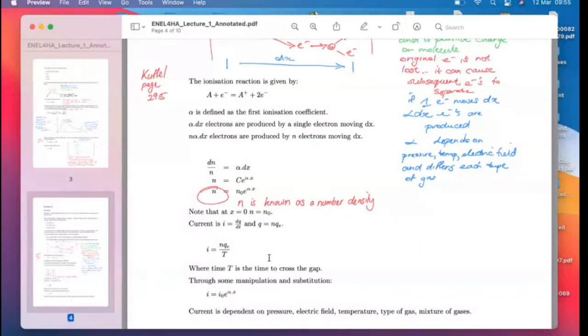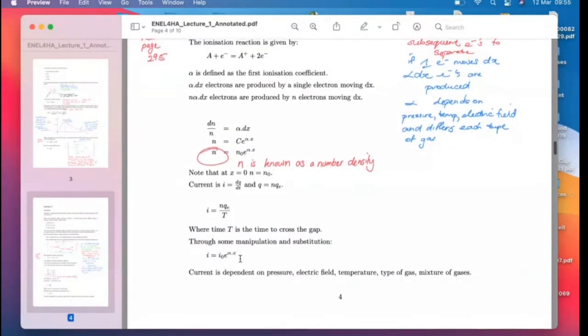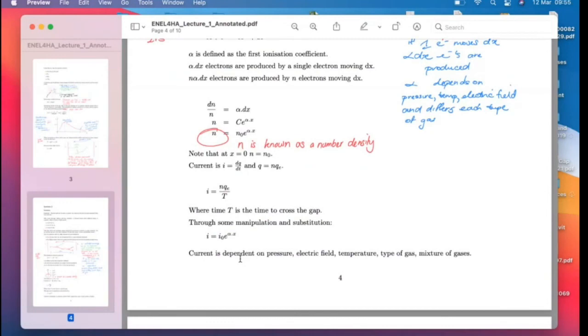The movement of electrons is also related to time. T over here is time, it is not temperature. So the movement of electrons, you will know from physics as well, is basically a current. So alpha itself is dependent on pressure, temperature, electric field, and it differs with each type of gas. As such, the way electrons grow in a gas is dependent on pressure, electric field, temperature.